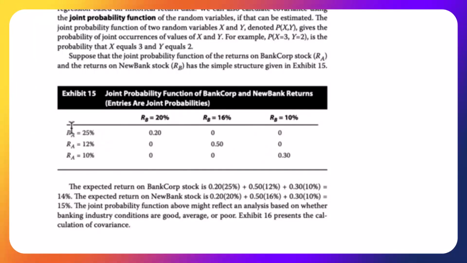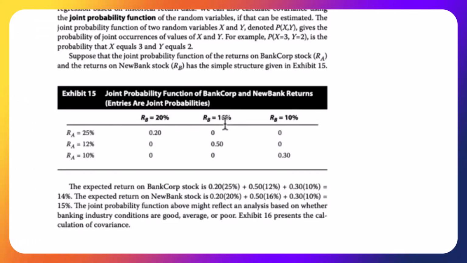Anyways, what this is saying is we have three scenarios: good, average, and poor. If we were in a good scenario, the return on A would be 25%, the return on B would be 20%, with 20% probability of having a good scenario. If we have an average scenario, we have a 50% probability of having an average scenario. Return on A would be 12, return on B would be 16. You see, this is moving away from the idea of having an expected return for an asset class to having expected returns based on possible scenarios across asset classes, which means you would need these joint probabilities.